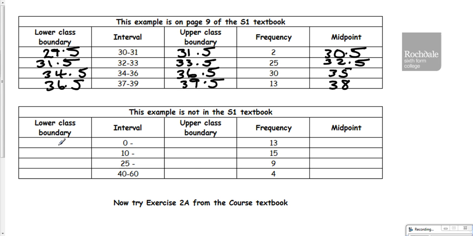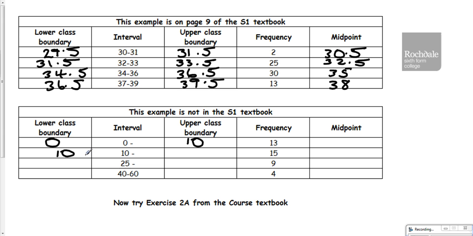And then this last one is very weird. 0 to what? Well, it doesn't tell us, so it means 0 up to anything that doesn't fall in the next interval. So it means 0 up to 9.999999 recurring. Same as on the first example, lower class boundary is 0. The upper class boundary is 10 because the next interval starts at 10, so that's the cut-off point between the two.